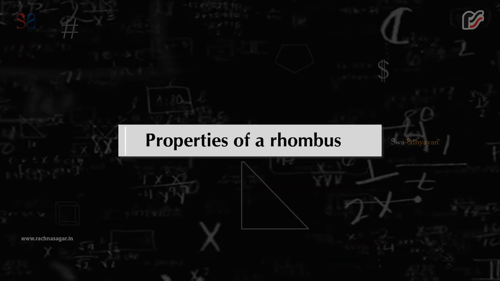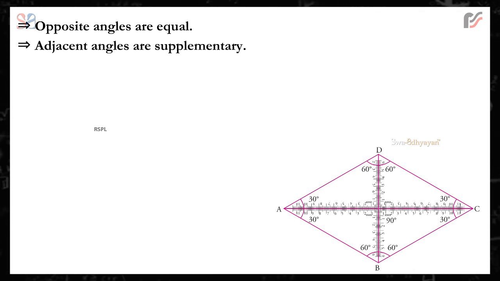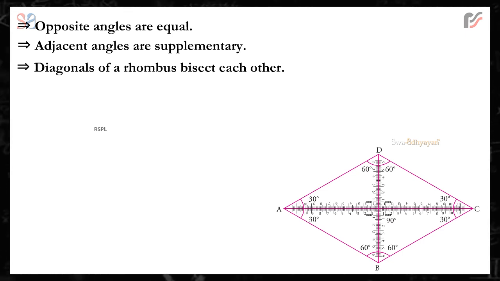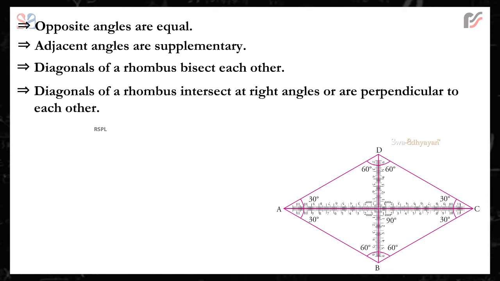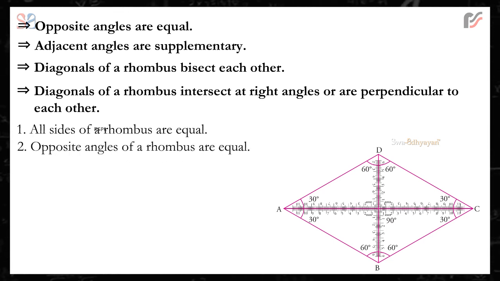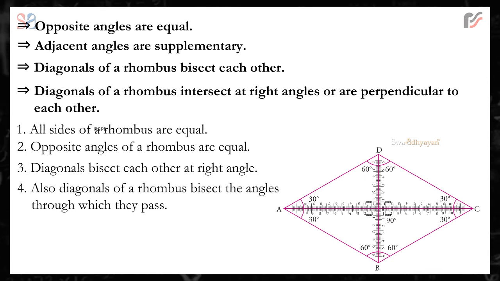Properties of a rhombus. Opposite angles are equal. Adjacent angles are supplementary. Diagonals of a rhombus bisect each other. Diagonals of a rhombus intersect at right angles, or are perpendicular to each other. All sides of a rhombus are equal. Opposite angles of a rhombus are equal. Diagonals bisect each other at right angle. Also, diagonals of a rhombus bisect the angles through which they pass.